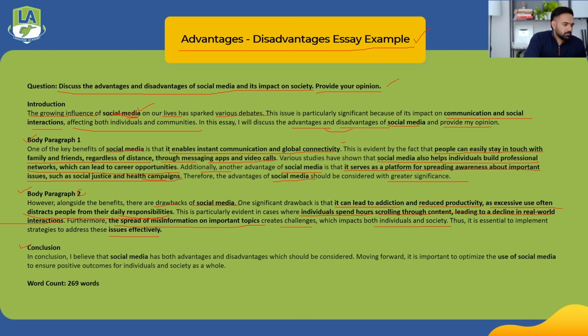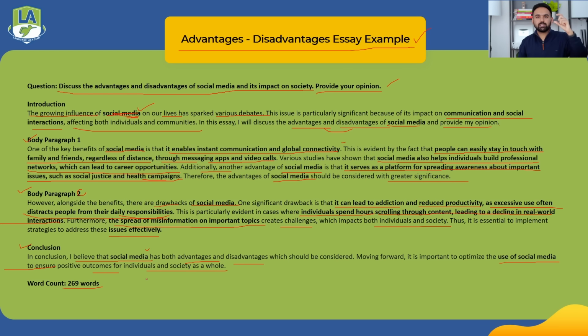We'll conclude then. In conclusion, I believe, because they've asked for an opinion, that social media has both advantages and disadvantages which should be considered. Moving forward, it is important to optimize the use of social media to ensure positive outcomes for individuals and society as a whole. Now, if you look at the essay which I've written, you have to keep it simple.